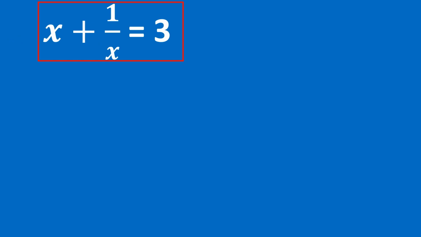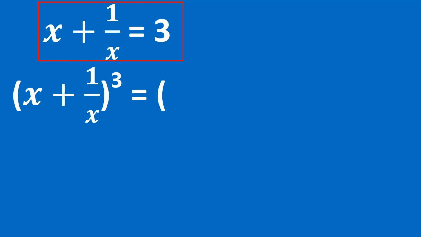So here we'll be using x plus 1 over x is equal to 3 once again. But remember we said 3 will be represented as n. So let's take the cube of both sides, that is, we'll be raising both sides to the power of 3. Remember we said n is equal to 3. So taking the cube of the left-hand side, we have x plus 1 over x all raised to power 3. Then we have n raised to power 3 on the right-hand side.